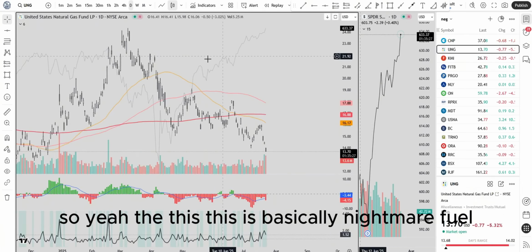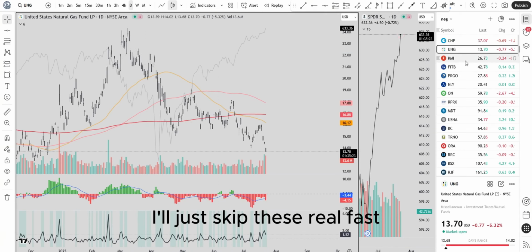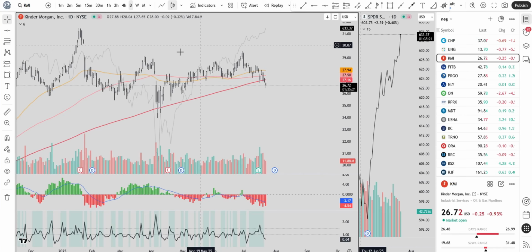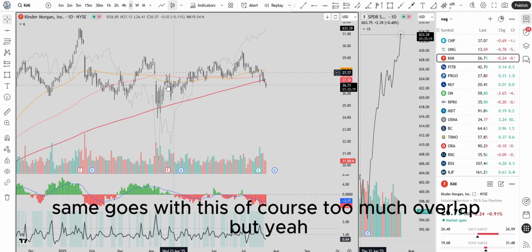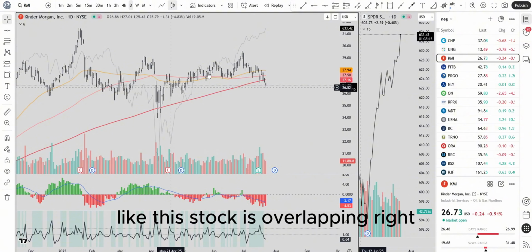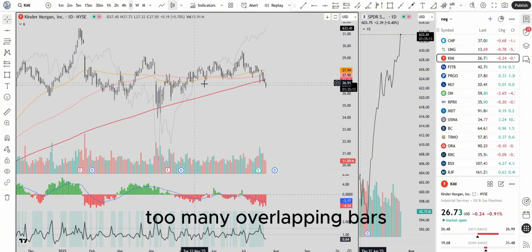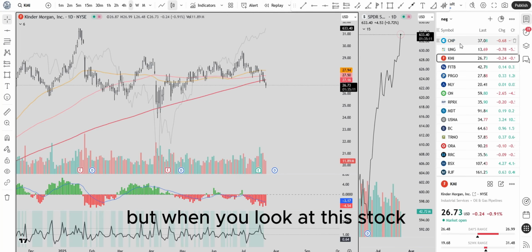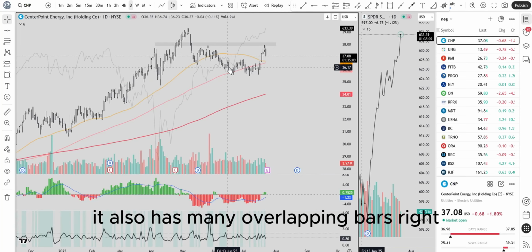So yeah, this is basically nightmare fuel. I'll just skip these real fast. Same goes with this, of course, too much overlap. But yeah, this is also a cool point. This stock is overlapping, right? Too many overlapping bars.